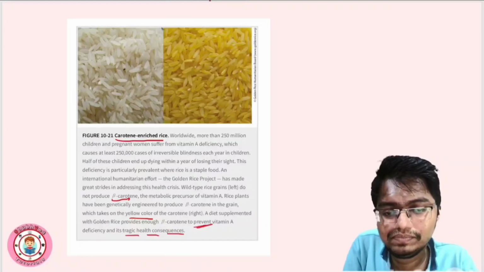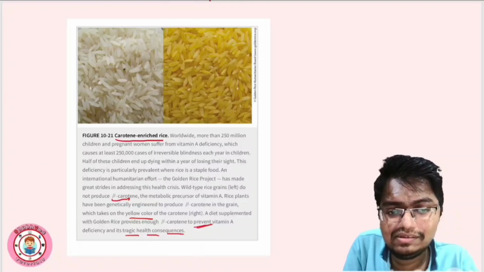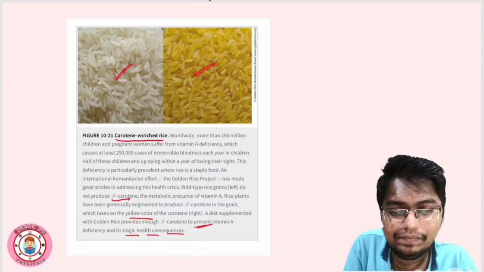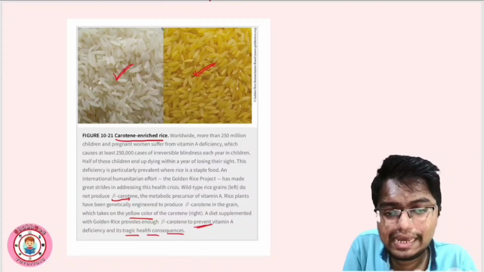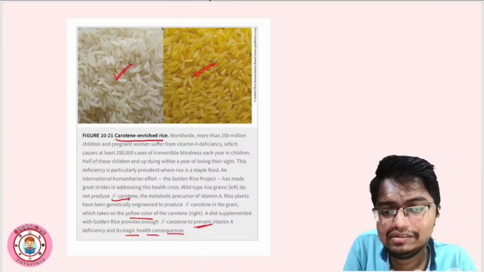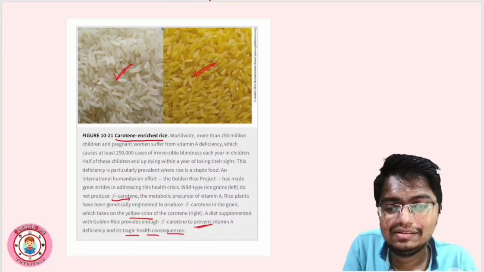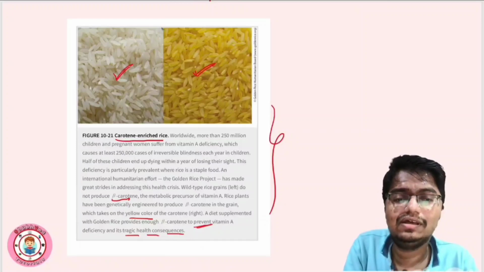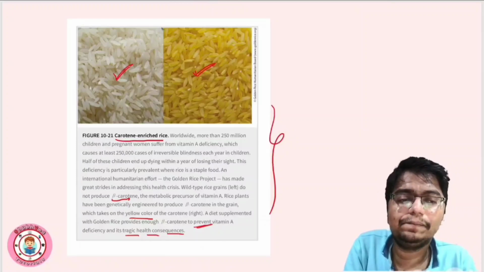So you can see this is a wild type and this is a genetically engineered rice. Okay, so your carotene is produced by genetic engineering, and this comes under the biotechnology section, techniques part, but this is important, so I added it here.